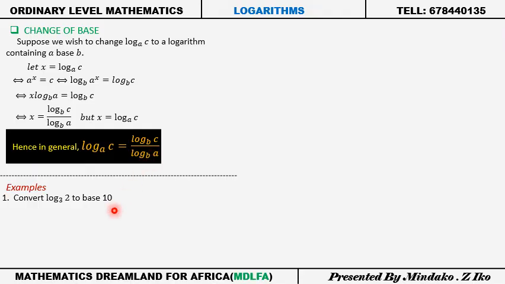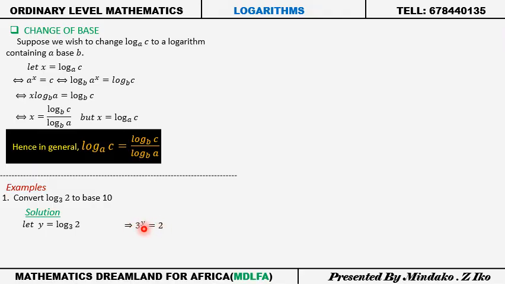Okay, so let's just look at the solution. I've just explained it here, but I want to take it step by step. If we let y be equal to log of 2 to the base 3, according to this procedure, it means that this is the logarithmic form. So if we convert it to the index form, we are going to have 3 power y being equal to 2.